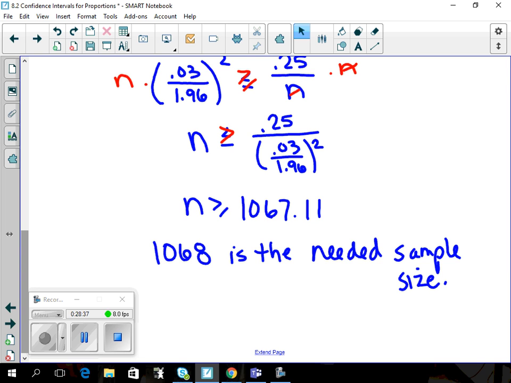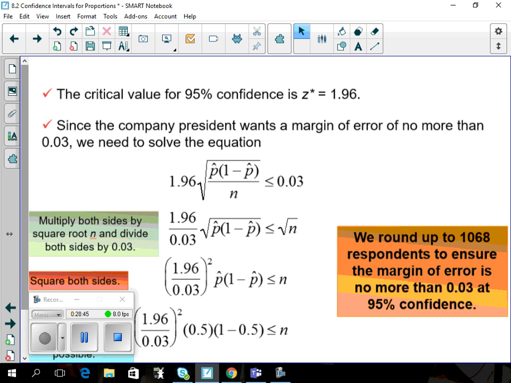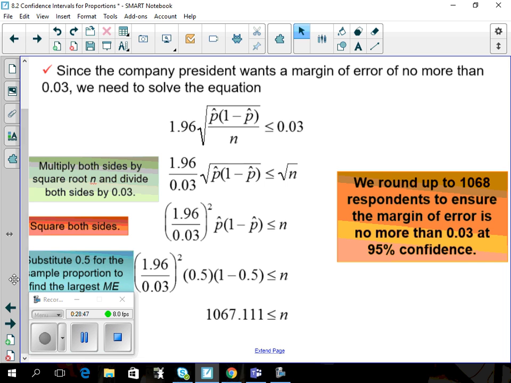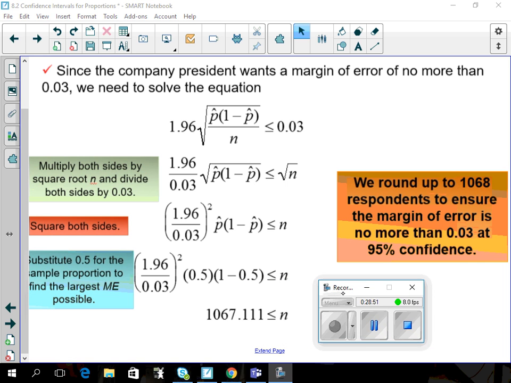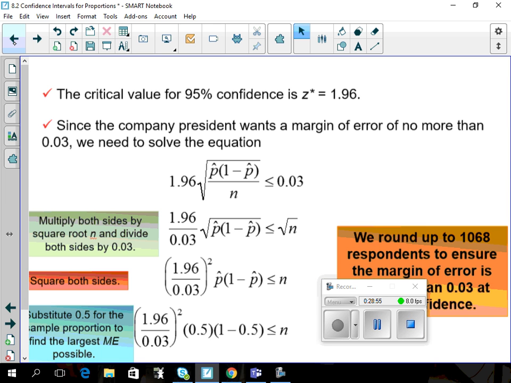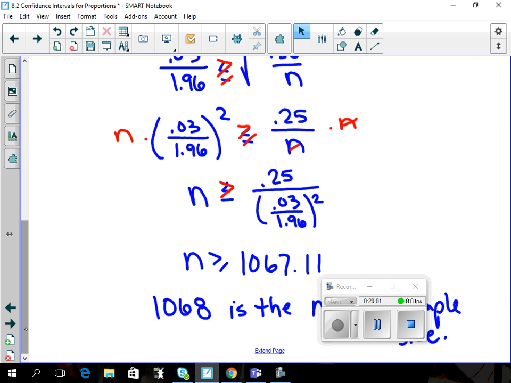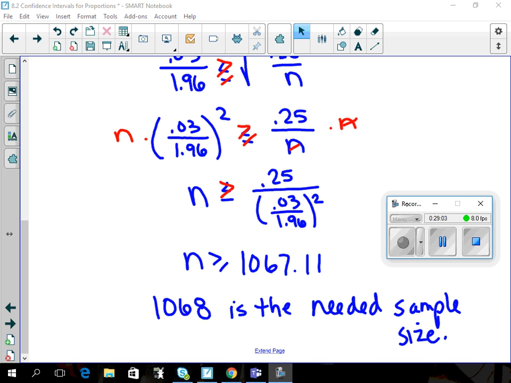Okay. I believe that this work is shown for you here. See it? So they should hopefully get the same thing. And they did, and they rounded up, I hope, at some point. I think they might have done it on the next page. Oh, they did. All right, whatever. It should be, like I said, 1,068. Okay, needed sample size.